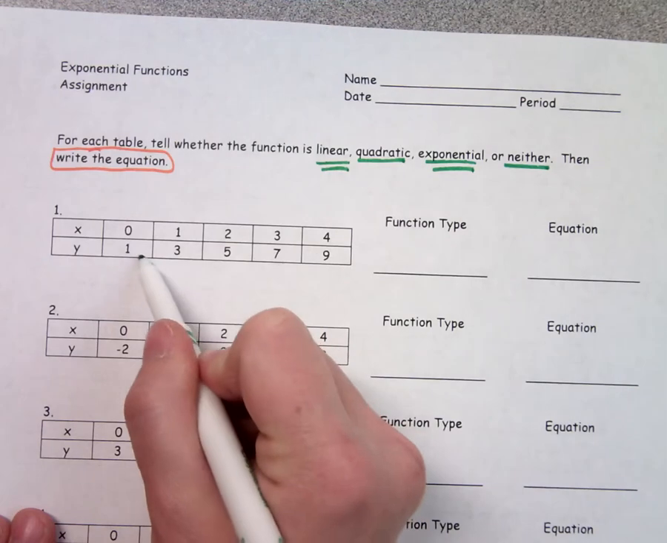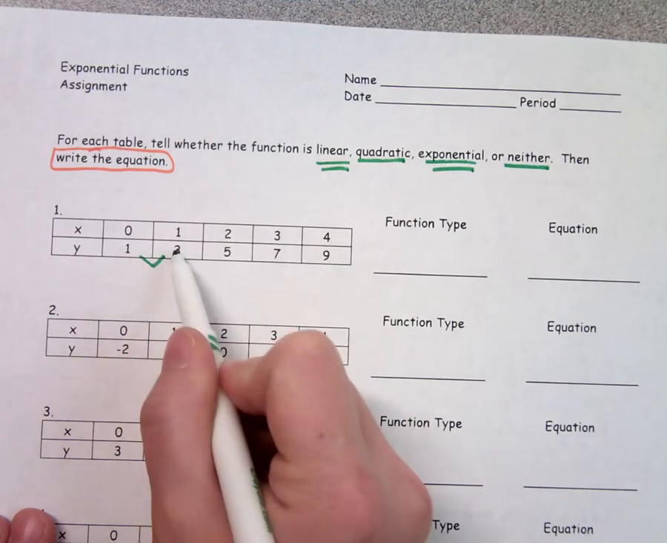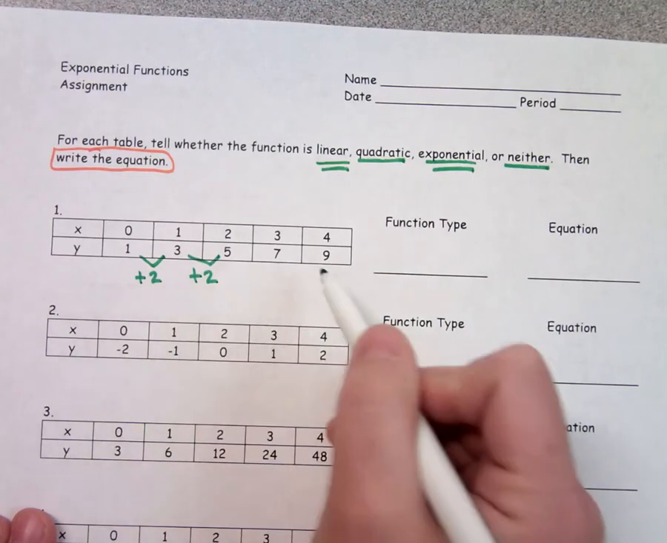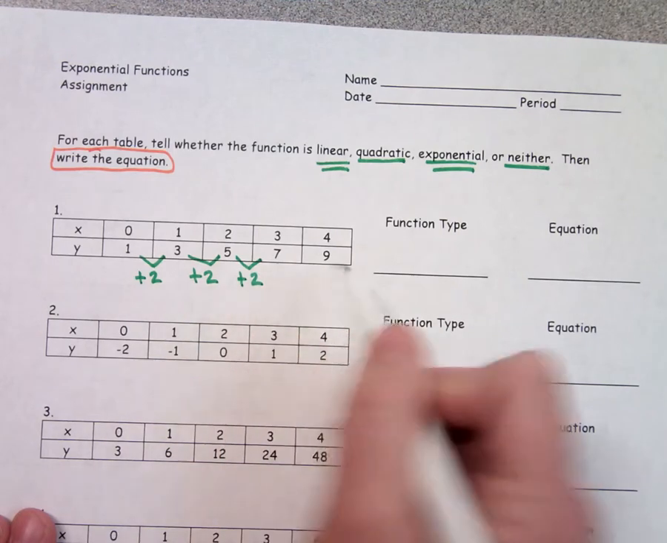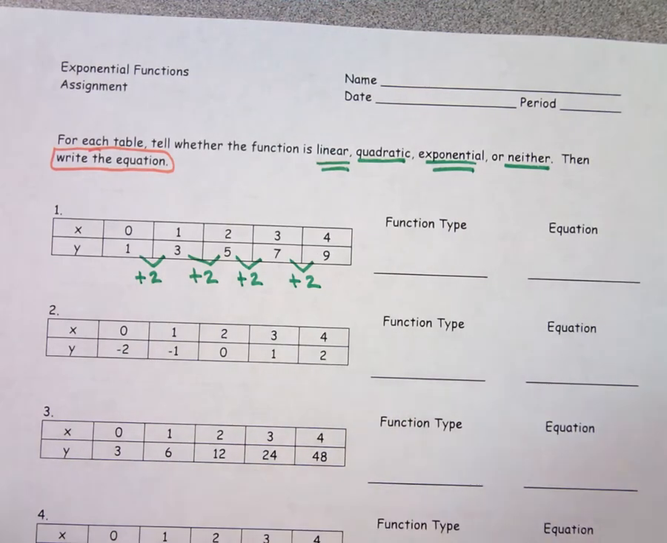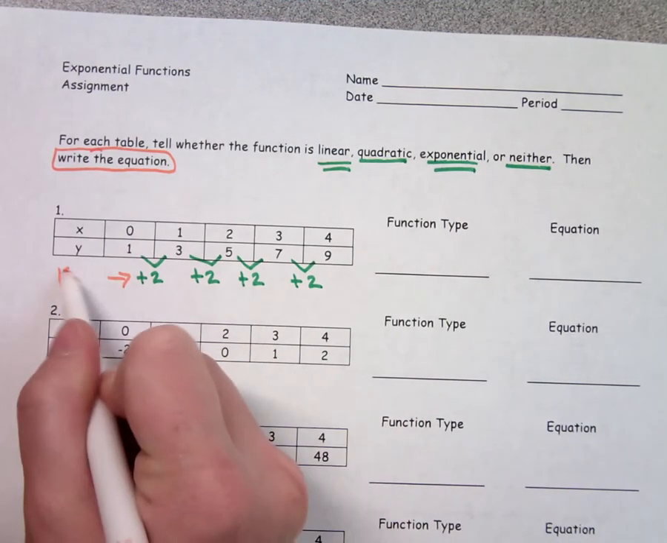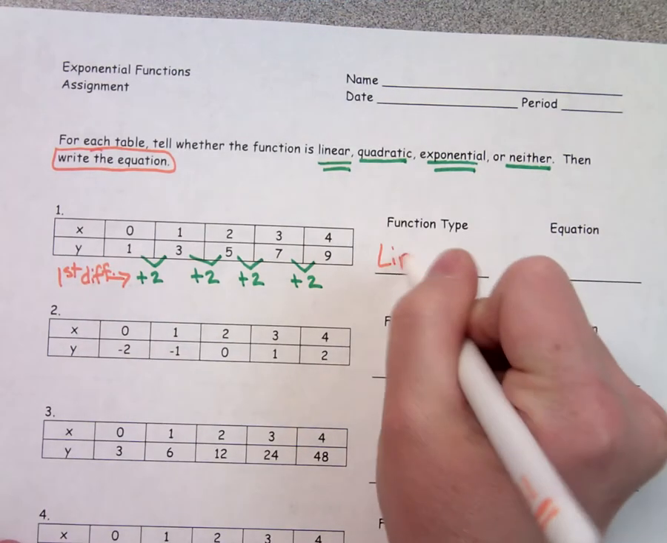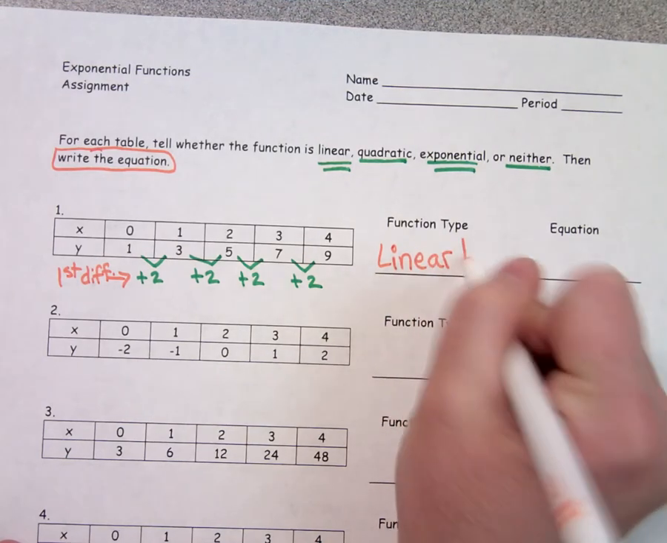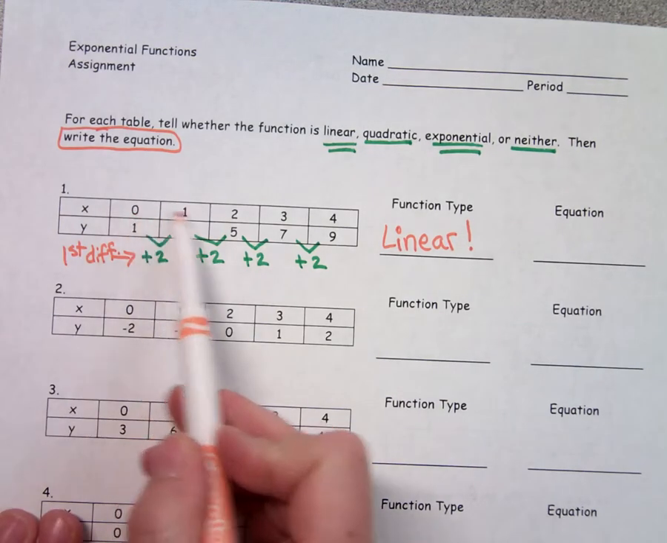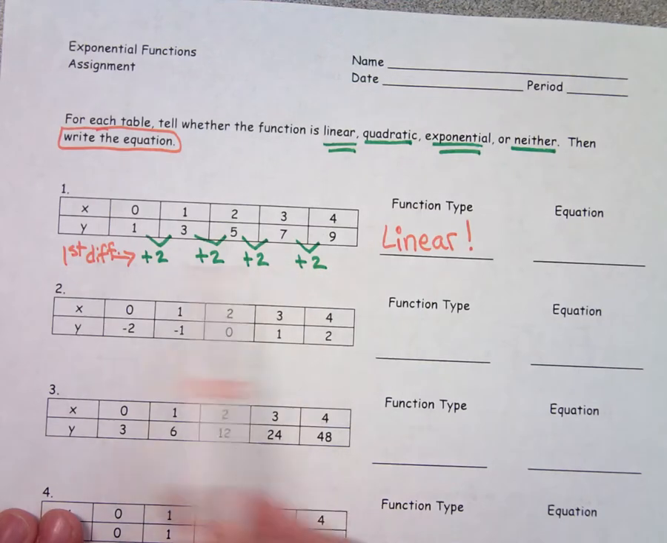So the first thing I'm going to do is check my first differences. How do you get from 1 to 3? Up 2. How do you get from 3 to 5? Up 2. How do you get from 5 to 7? Up 2. How do you get from 7 to 9? Up 2. Okay, these are my first differences, and because my first differences are the same, then I know that this is linear. So if your x's all go up by 1 and your first differences are the same, that's how we know that it's linear.